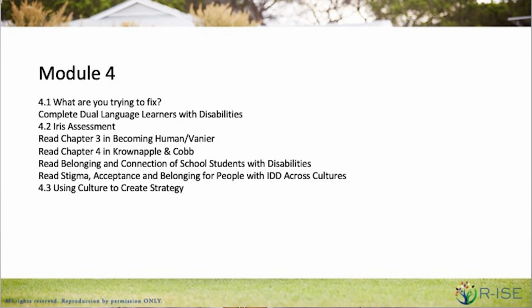So first, as we jump into the assignments, reflect on what you are trying to fix. It's human nature for us to try to fix things. So discuss what you are trying to fix. Complete the dual language learners with disabilities module. Take the IRIS assessment. Read Chapter 3 in Vanier, Chapter 4 in Crown-Apple and Cobb. Then read Belonging and Connection of School Students with Disabilities. Read Stigma, Acceptance, and Belonging for people with IDD across cultures. And then submit your assignment on using culture to create strategy.